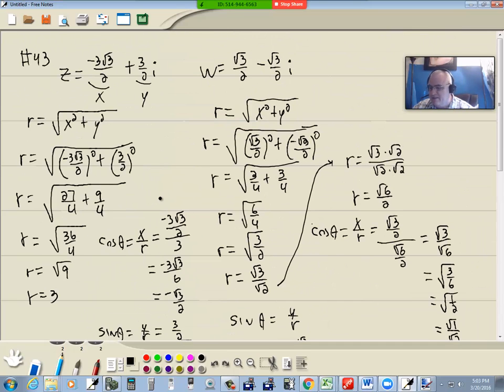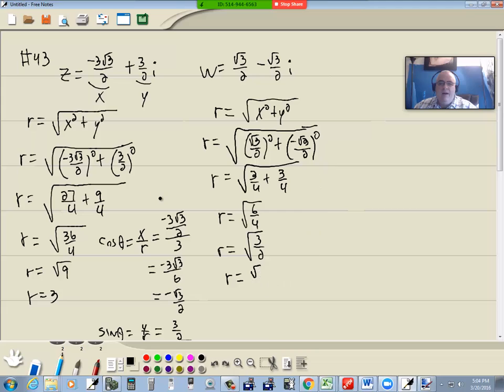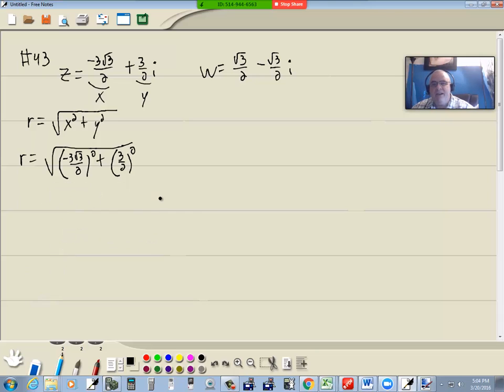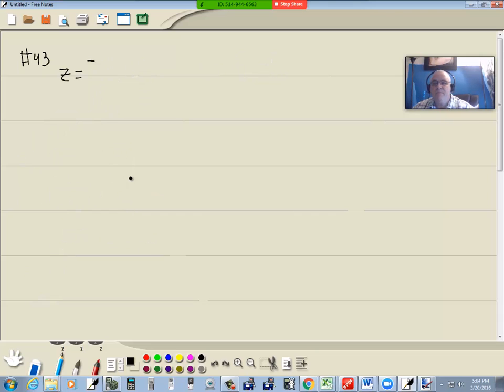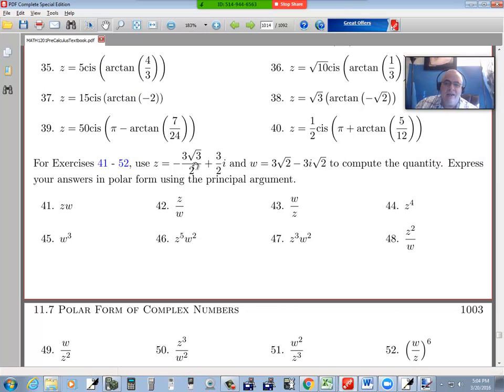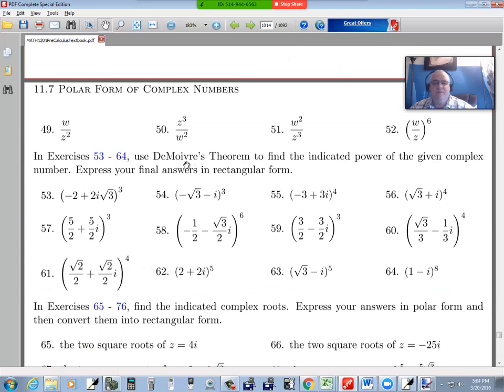Okay, so let's take a look at the next one. That was 43, so 54. That wasn't looking good with how that radius was looking, but it actually came out pretty nice. Though I suppose it depends upon your definition of nice.